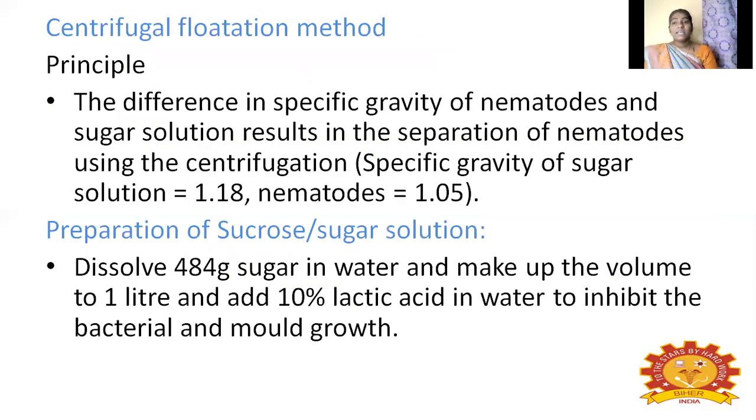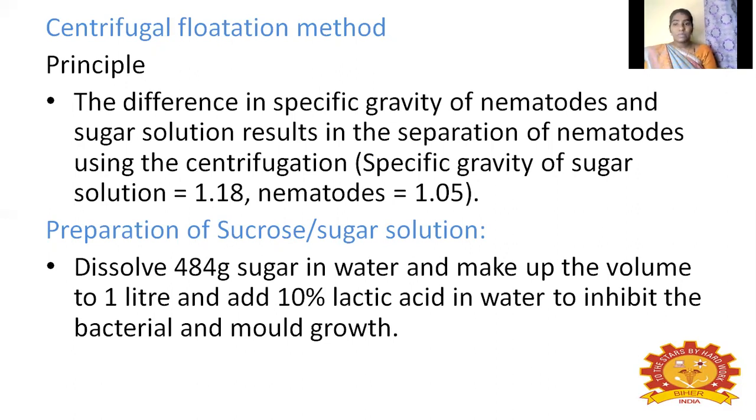Next one is the centrifugal flotation method. What is the principle? The difference in specific gravity of the nematode and the sugar solution results in separation of the nematode by using centrifugation. The specific gravity of the sugar solution is 1.14, and the nematode is 1.05. So here also we use the difference in specific gravity. How are we going to do this?